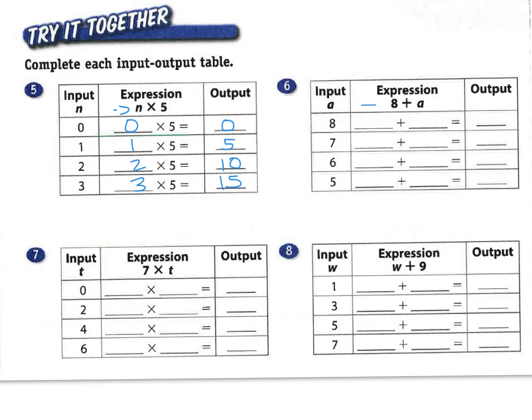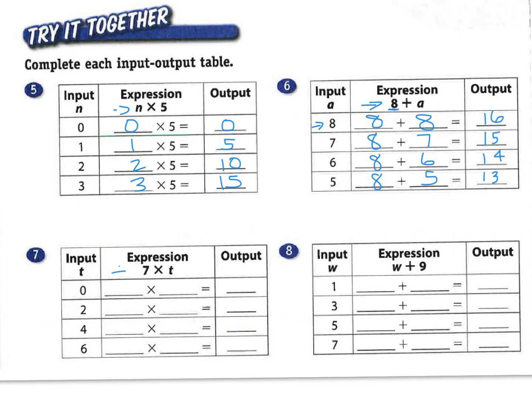Over here, our expression is 8 plus a. So let's fill this in. The first number we're always putting in here is 8, because that's the expression. Then a is 8. Here a is 7, then 6, then 5. So 8 plus 8 is 16. 8 plus 7 is 15. 8 plus 6, 14. 8 plus 5, 13.